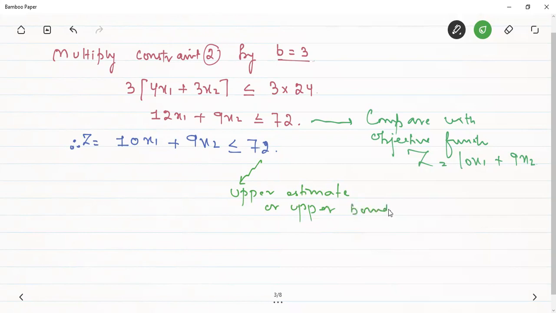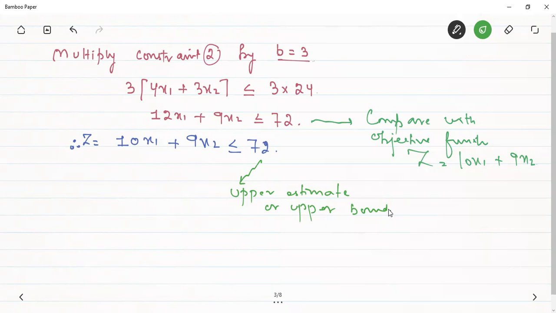Previously we had seen that the maximum value of the objective function can't be greater than 84. Now it has further reduced. We can't say that it will be 72, 73, 74. It can be 72 or any value less than 72, and we have to find that upper estimate. We have to find that maximum value. This is just an upper estimate or an upper bound. It says that z max cannot be greater than 72.